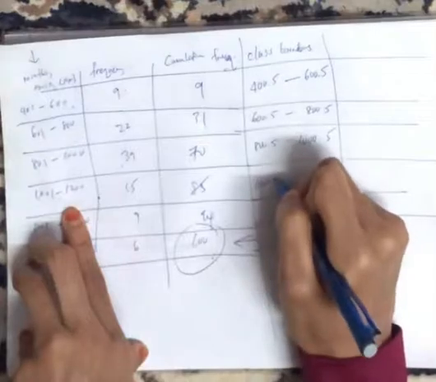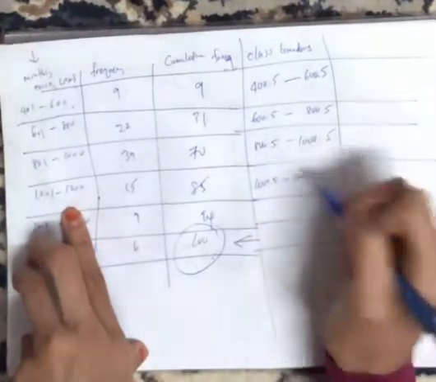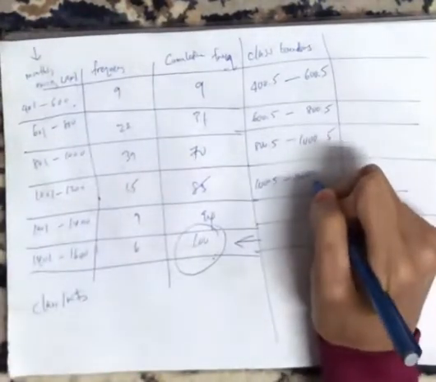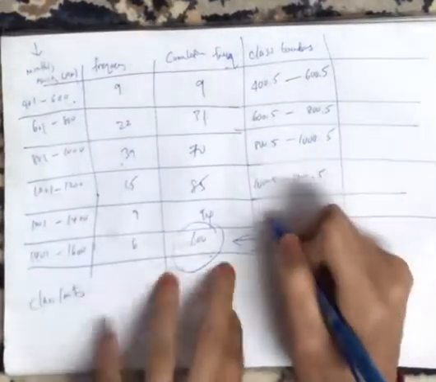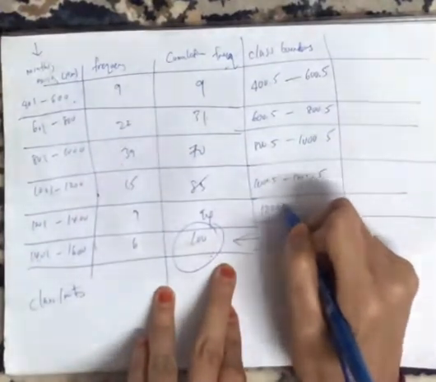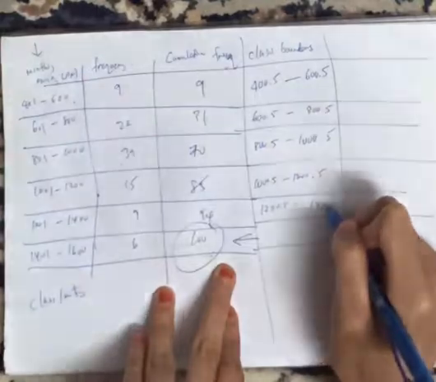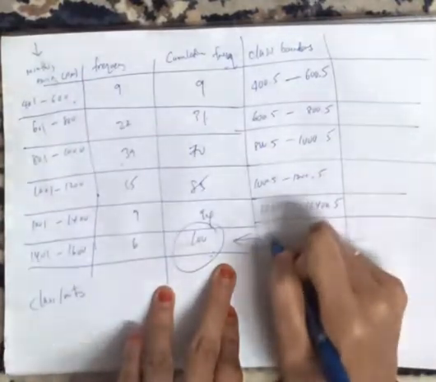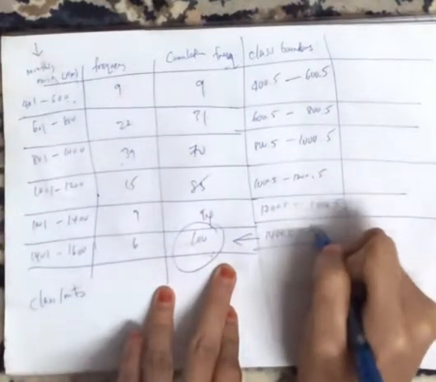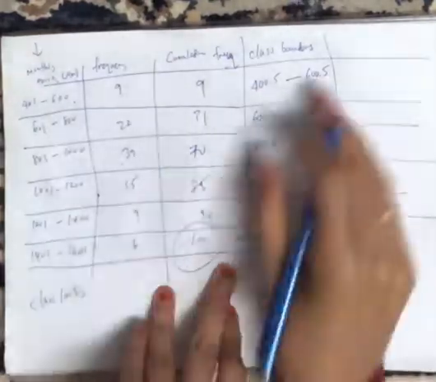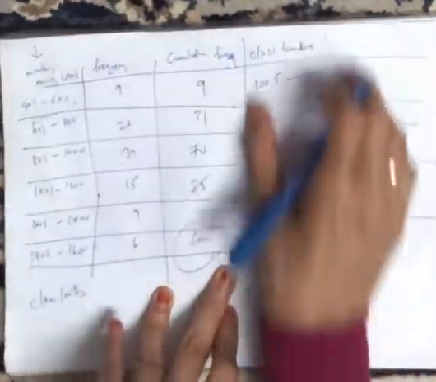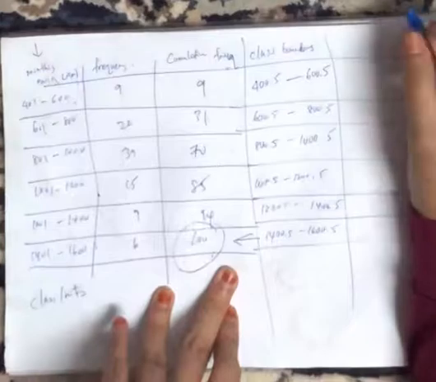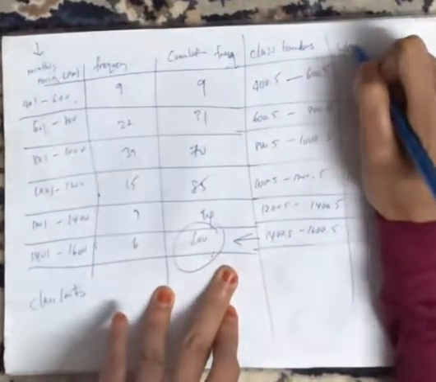1000.5 to 1200.5. Alright, so this is your class boundaries. Okay, next, what is your class width?